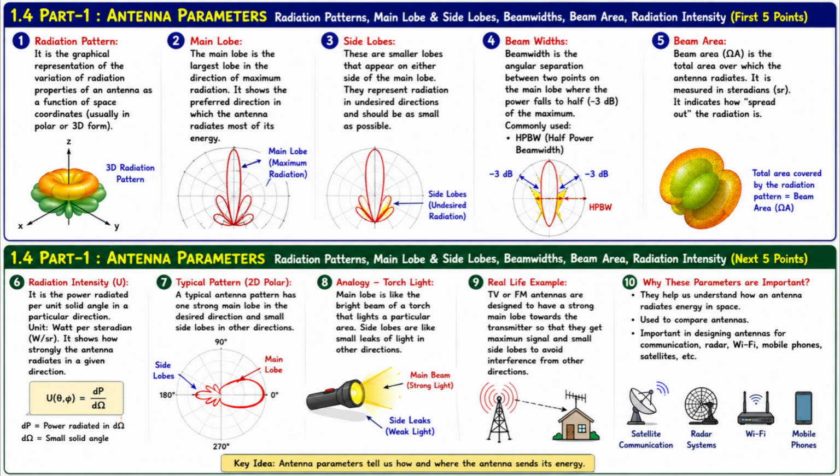Beam width tells what? It tells us how wide the main beam is. A narrow beam is like a laser pointer, useful for long distance communication. Wide beam is like a room bulb, useful for covering a large area. That's all.